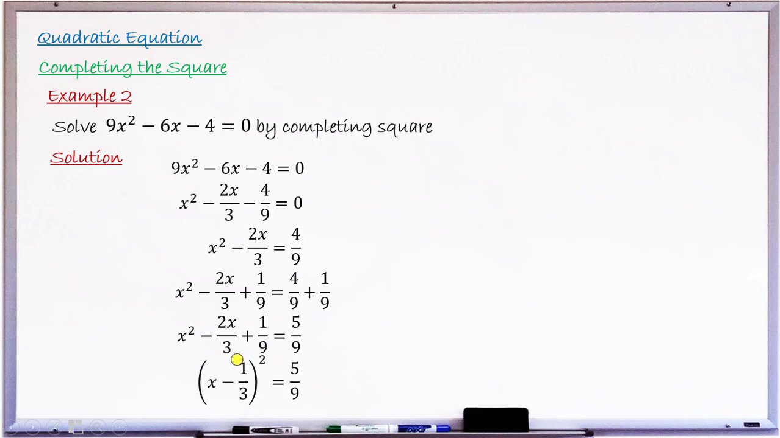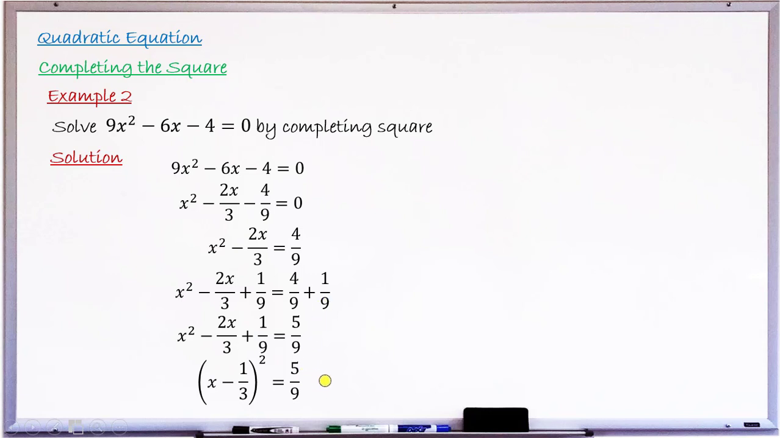The factorization is now going to be x minus 1 over 3. Remember, 1 over 3 is half the coefficient of x. The coefficient of x is 2 over 3, and half of it will now be 1 over 3. So it's what we usually write in the bracket. And this is minus because the sign separating your square term and the term with the letter x is a minus sign. And this equals 5 over 9. 5 over 9 is a result of adding this 4 over 9 and 1 over 9.